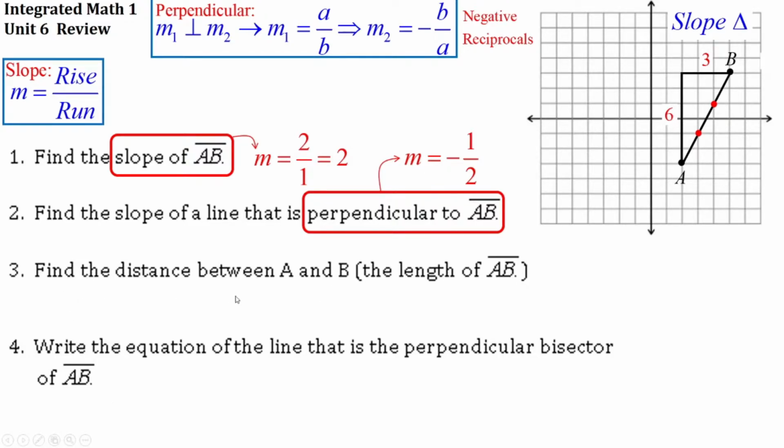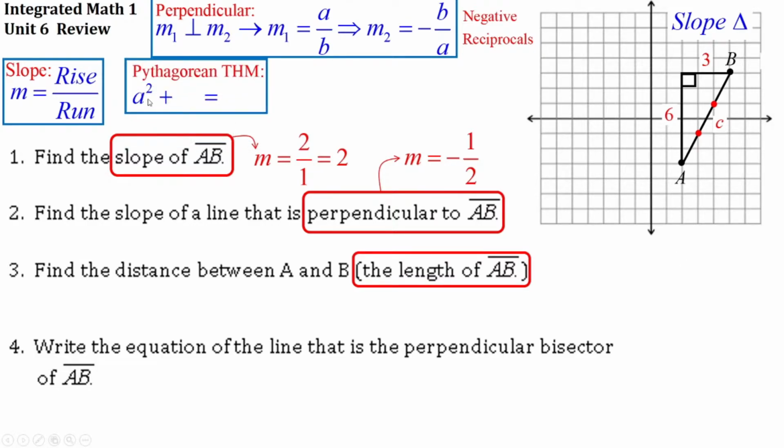Now, find the distance between A and B, or the length of segment AB. So they're asking you to find this length right here. And I hope you see that we have a right triangle in this diagram already, so we probably just want to use the Pythagorean theorem. And you see how I set up the right triangle? The 90-degree angle, and C is the hypotenuse, the side that is opposite that 90-degree angle. You guys should know the Pythagorean theorem is A squared plus B squared equals C squared.